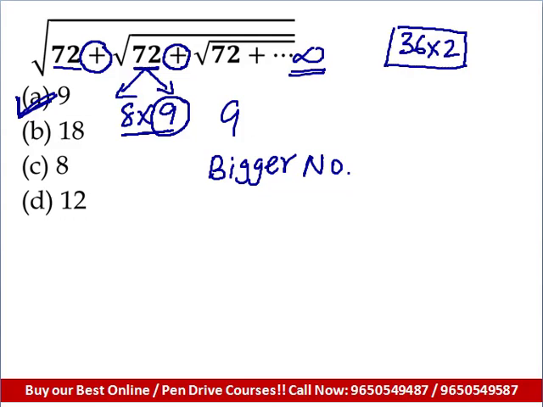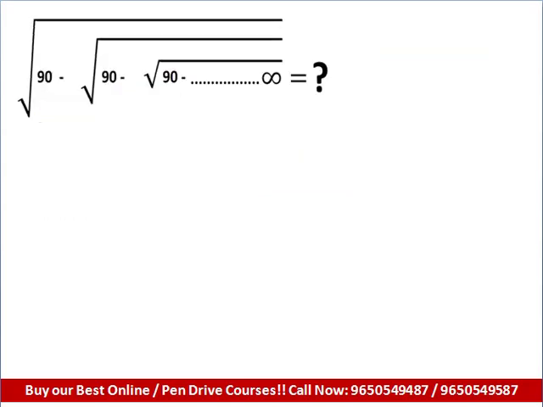Now what happens, students, what happens if the sign is negative? If the sign is negative, if subtraction is going on rather than addition, then how would you go about it? Again the same thing, square root of 90 minus square root of 90 minus square root of 90. The series goes on till infinity. If such a scenario is there, again, I will write 90 as a product of two consecutive numbers. And what are those numbers? 9 into 10. 90 has been written as 9 into 10.